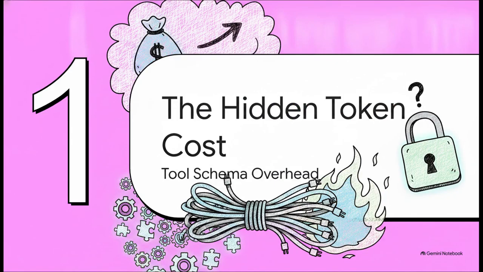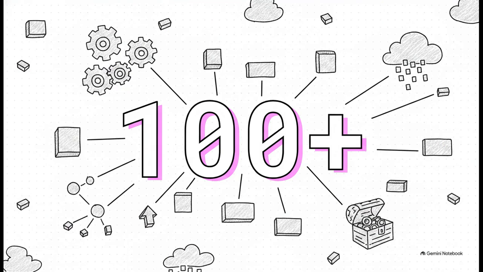The hidden token cost, specifically tool schema overhead. Let's dive right into this, because user text isn't the only thing silently burning through your API budget. There's this massive hidden cost lurking in your payloads that you might be completely ignoring. Here is the key stat you absolutely need to know. Tool schemas alone, we're talking hundreds of tokens per tool tacked onto every single request you make.